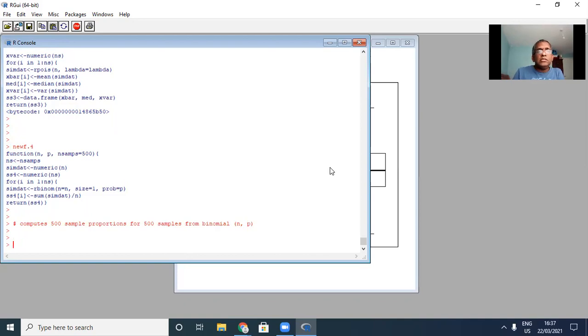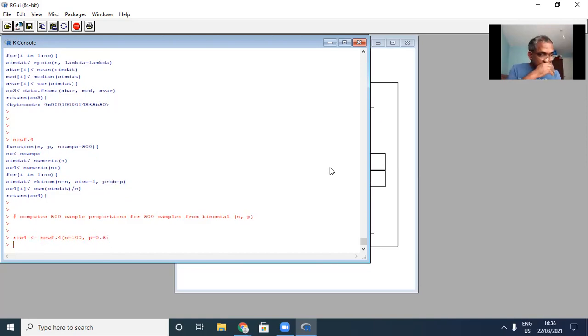Right, so this is what it does. It computes the sample proportions for 500 samples simulated from a binomial distribution with parameter n and p, right? So the question here is to run this function. I'm going to call this res4, new f.p, n equal to 100. Let's take n to be 100 and p to be 0.6. Right, this is what you get.